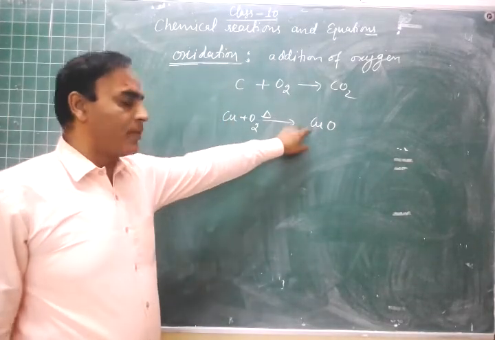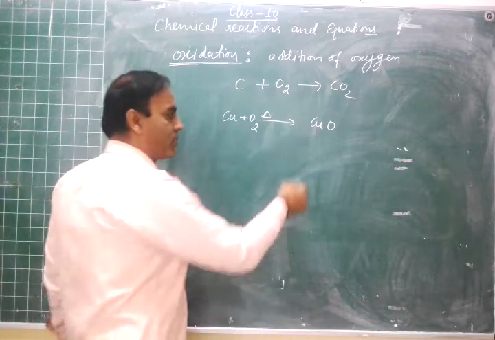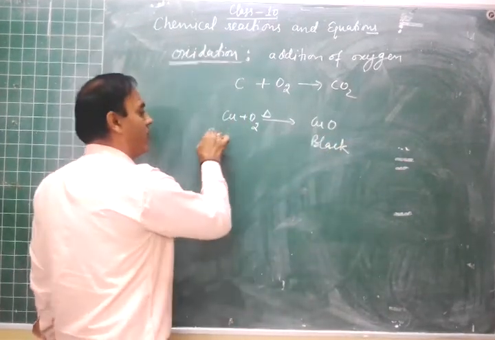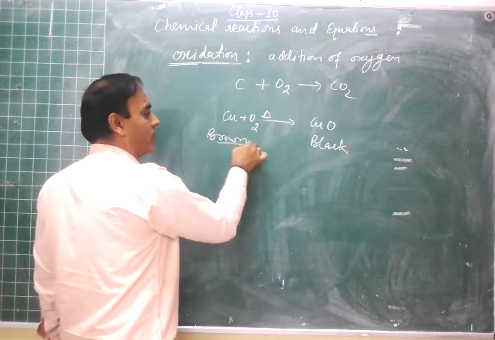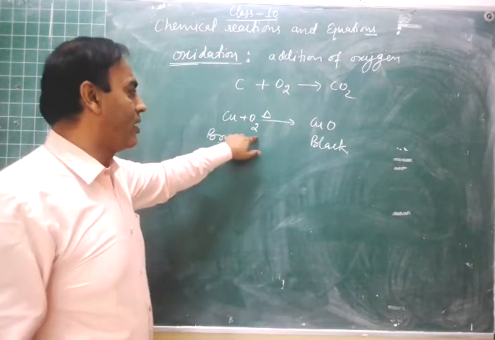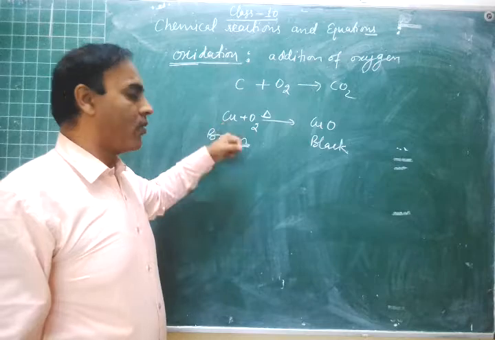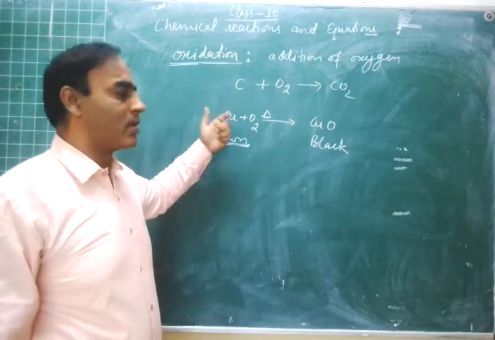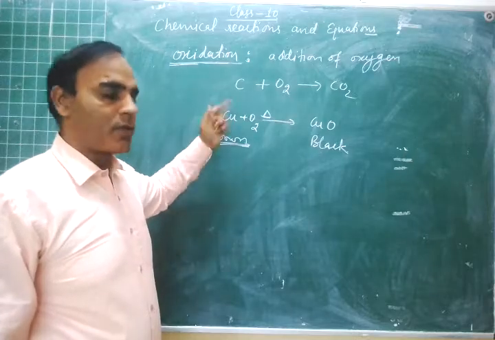So the black color copper oxide is formed. This will be of black color, and this is of brown color, this pure copper. So after heating in the presence of air or oxygen, it becomes copper oxide. That is, there is addition of oxygen. So this is also an oxidation process.